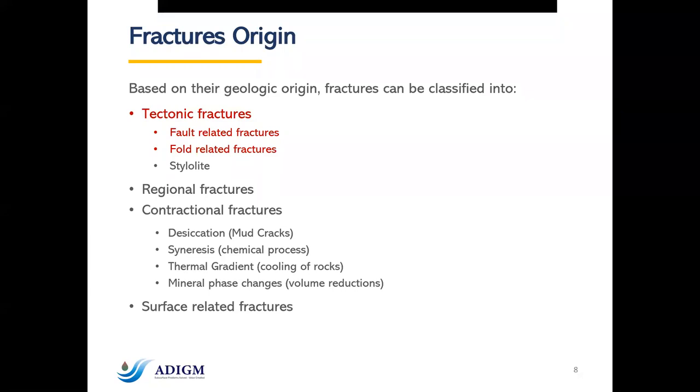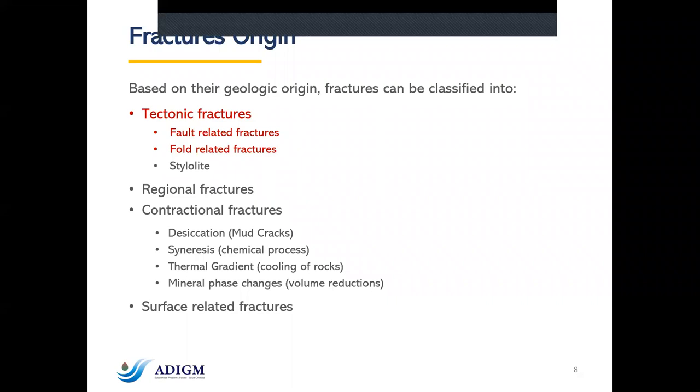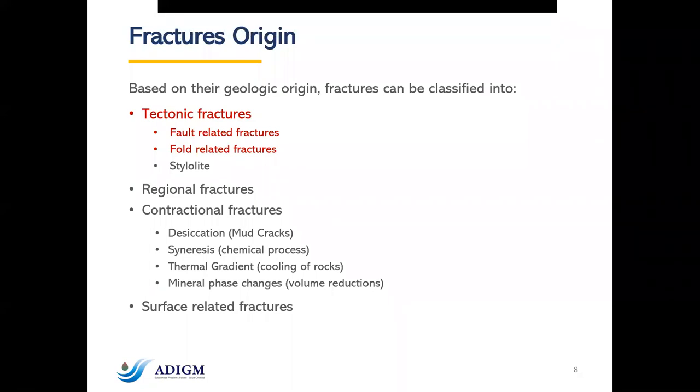And the third one is the contractional fractures, which form due to bulk reduction of rock mass. An example of this is desiccation fractures. The common example is mud cracks. The second one is syneresis fractures, due to chemical process. Then thermal gradient, usually because of the cooling of rocks. An example of this is columnar joints in igneous rocks. And then the last one is mineral phase change due to volume reductions of minerals.